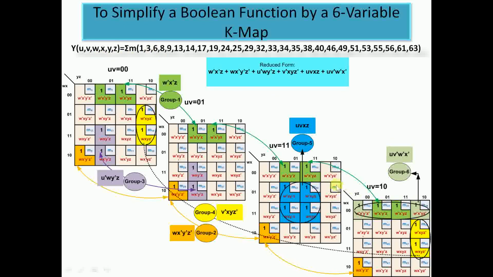So this is how we try to understand, with the help of a 6 variable K map, which comprises 4 different maps, how to plot a Boolean function with 6 variables and how to form groups. Now these groups can be confined to all the 4 maps, or to 2 maps, or to a single map. And again you have to see the number of minterms will be 2 to the power x. So thank you.